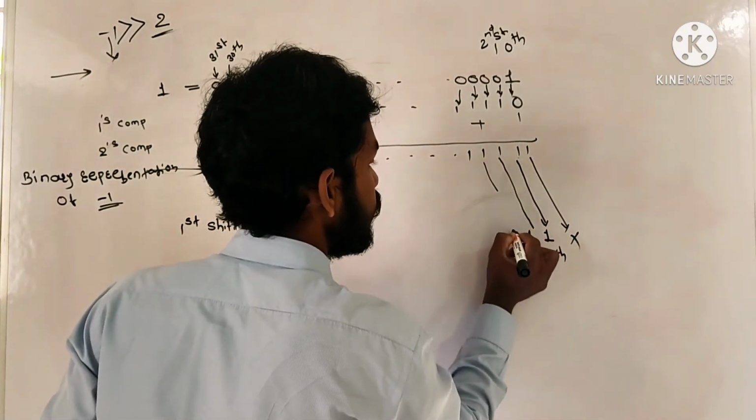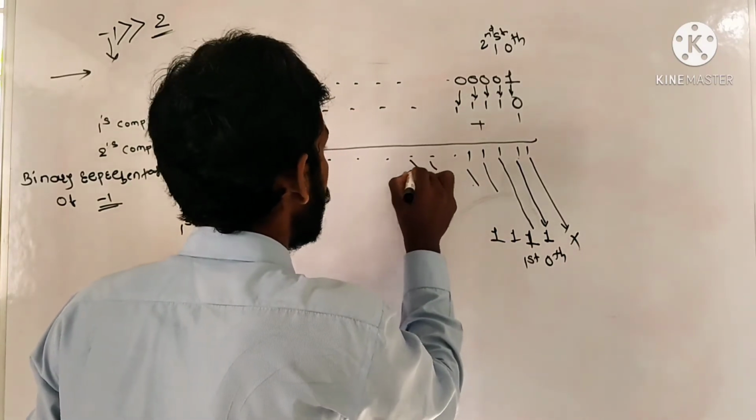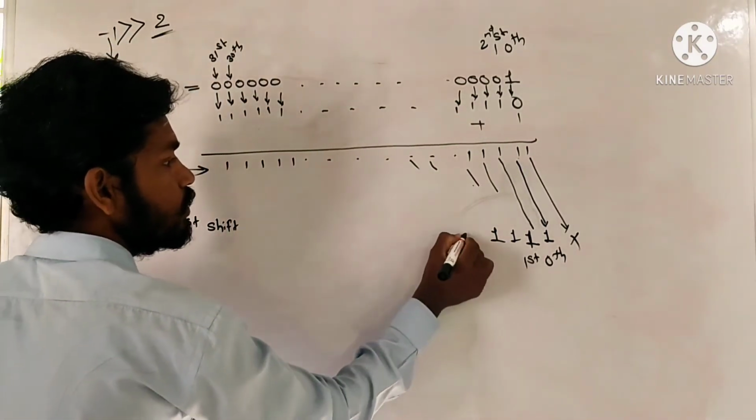Again, this one will shift by 1. Every single bit will shift by 1.